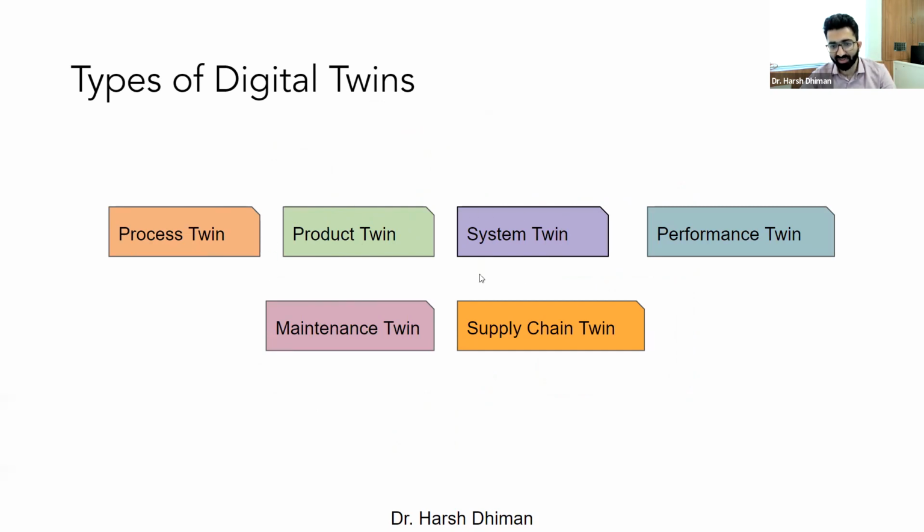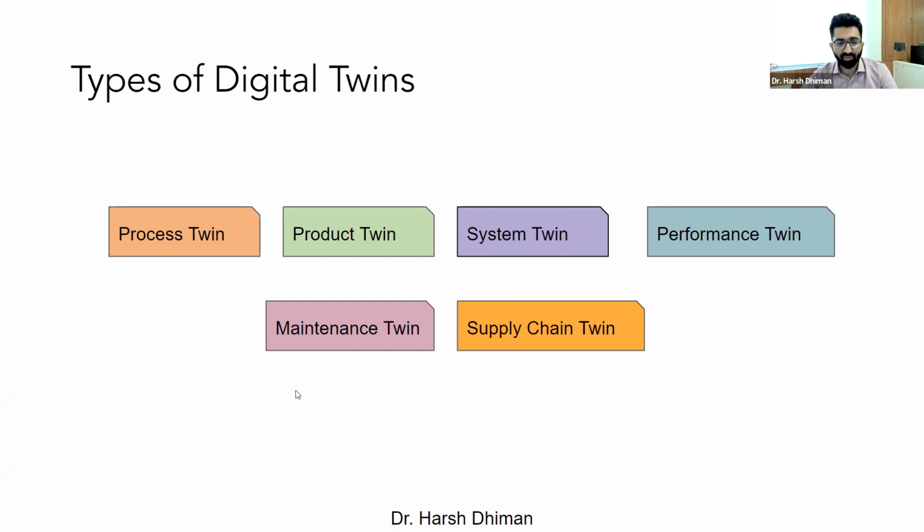Then you have a system twin. System twin is a broad level twin. I would say if you consider the entire system of assembly, you can make a digital twin of that. Then you have a performance twin. Performance twin is used when you are concerned about performance of a particular plant or performance of a particular part of an assembly. So to optimize that, you can use performance twin.